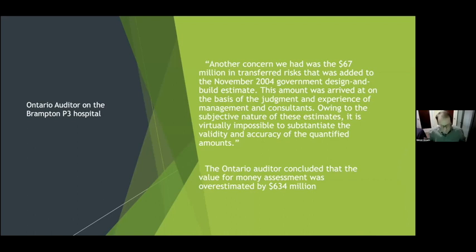So this is the Ontario auditor. "Another concern we had was the $67 million in transferred risks that was added to the design and build estimate. This amount was arrived at on the basis of the judgment and experience of management and consultants. Owing to the subjective nature of the estimates, it is virtually impossible to substantiate the validity and accuracy of the quantified amounts." The Ontario auditor believed that the value for money assessment was overestimated by $634 million.